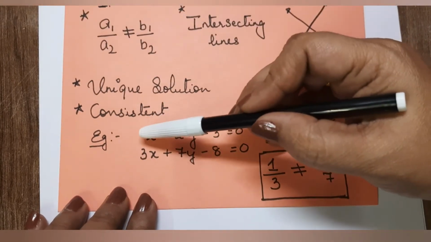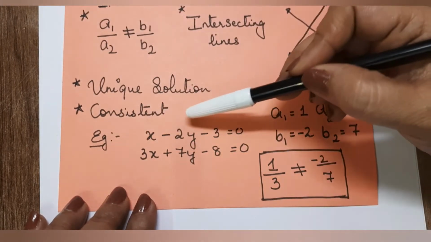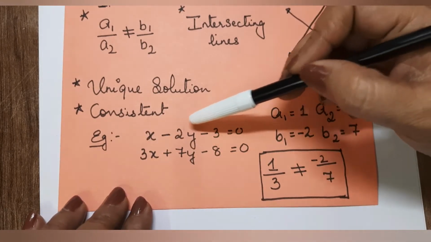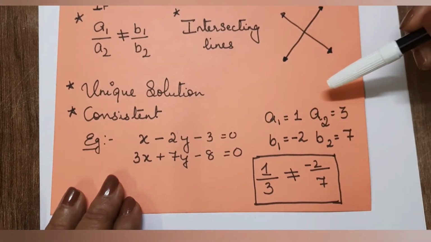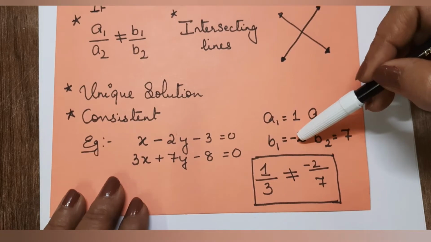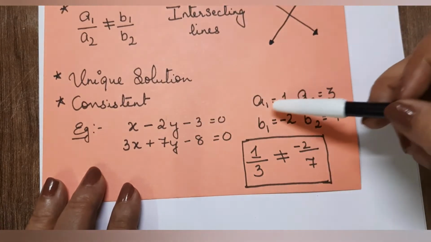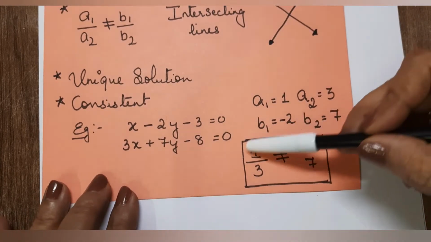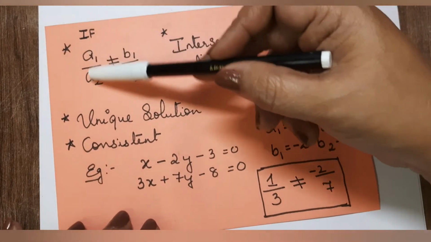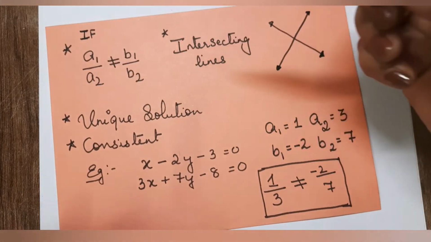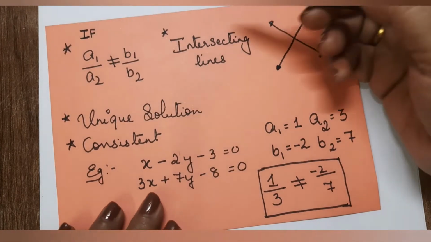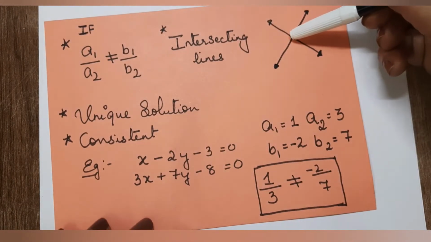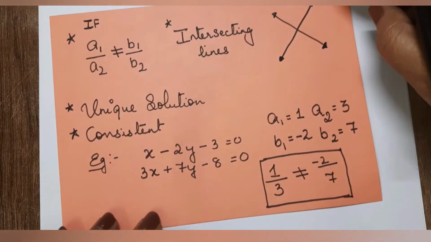Example over here is a1, b1, c1, a2, b2 and c2. When there is a negative sign given, take the coefficient along with the minus sign. So to check a1 by a2, 1 by 3 is not equal to minus 2 by 7. So here this satisfies the condition a1 by a2 is not equal to b1 by b2. So without plotting the graph, we will know that these two lines will intersect in such a way that they will have one point of intersection, and that will be the unique solution.